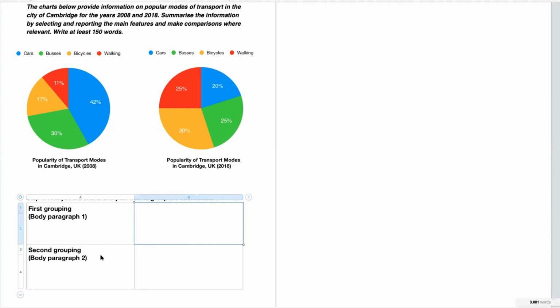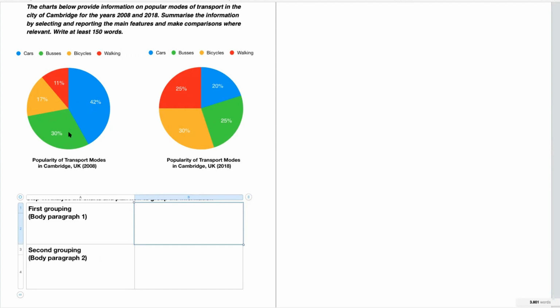One, it's too easy because it would be too simple to just explain this and explain this without connecting the ideas. So what we're going to do is follow the same idea from the previous example and look at the highest amounts.